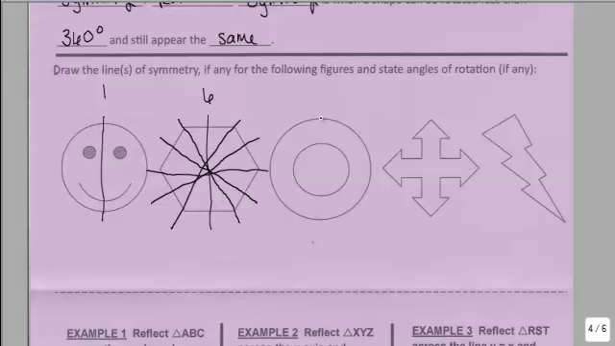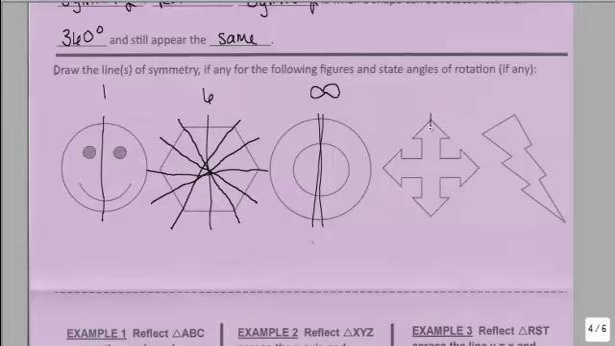Now on a circle, I could put one here, but then I could just go fractionally distant and do one here, and I could do that all the way around. So we say a circle has infinitely many lines of symmetry, and this means infinity. It doesn't matter how many times you turn the circle, it'll always be the same.